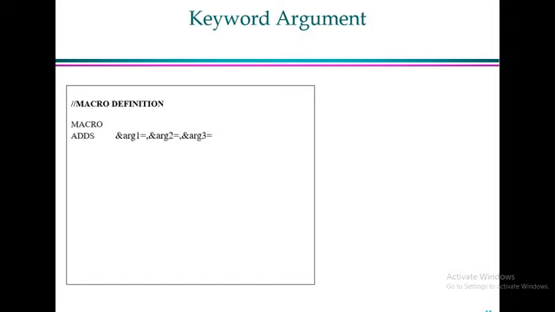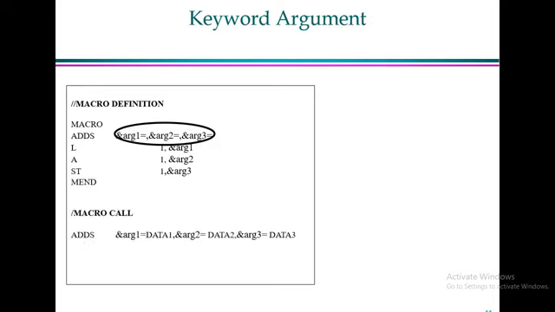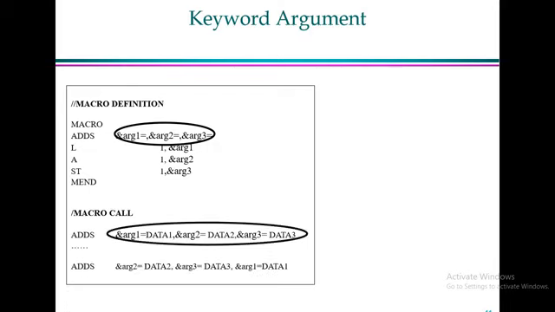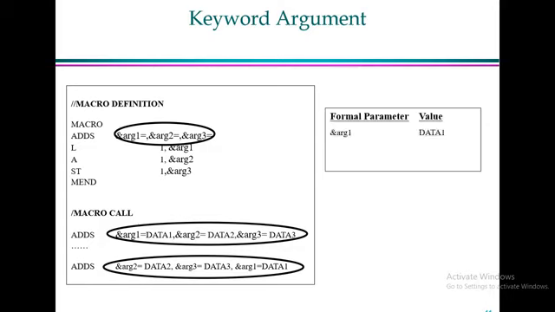See here in keyword argument, after the name of the argument an equals to sign is there. So this is of type keyword argument. Here LAST, this is nothing but the definition of the macro. Then after the macro call, see here ARG1 is equal to data1, ARG2 is equal to data2, and ARG3 is equal to data3. And again when the second macro call is there, here ARG2 is equal to data2. Now see the names of the arguments are interchanged, so we can say that they are not stuck with the position. So here formal parameter ARG1 is equal to data1, ARG2 is equal to data2, and ARG3 is equal to data3.